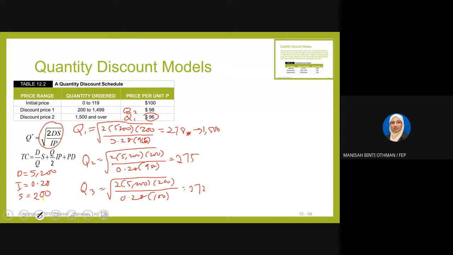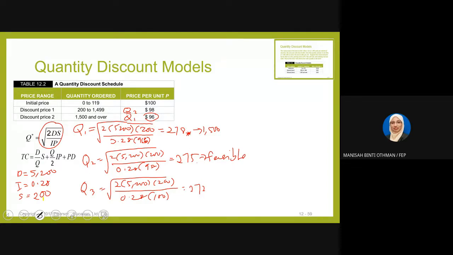So for the second price, 275, you can check 275. Yes, it is in the range. So this is feasible. You can use this value when you want to calculate the total cost later.